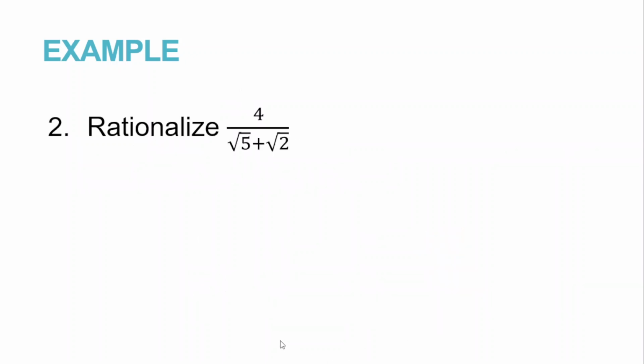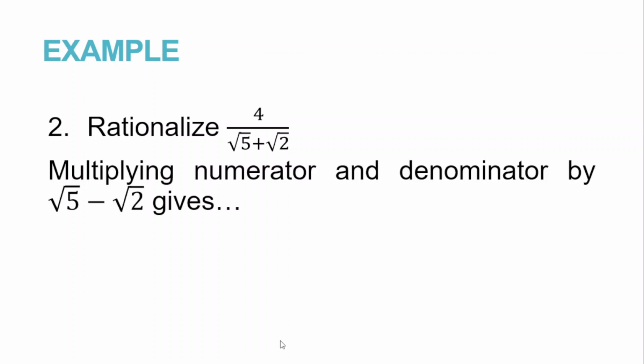So next example, let's rationalize this: 4 over square root 5 plus root 2. So if we have something like this, you're just gonna multiply the numerator and the denominator by its conjugate. So when we say a conjugate, you're just going to multiply it by the same expression but with a different sign. This only works on plus and minus. Just take note on that.